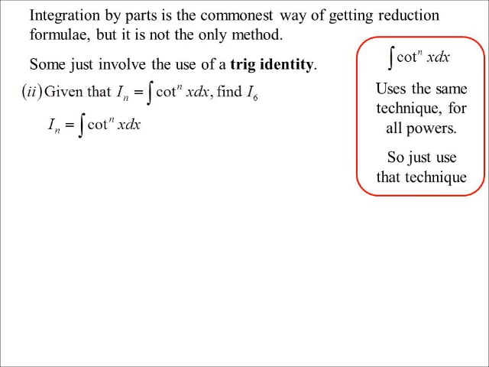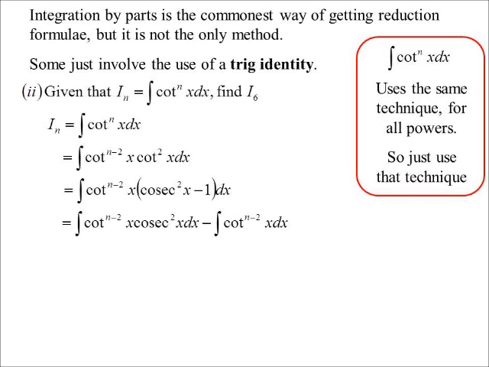Cot to the power of n, well, if you remember what we did for tan to the power of n, we factorised that, we took the squared out. I can change cot squared to cosec squared minus 1. I end up with cot to the n minus 2 cosec squared. I can do that using a simple substitution. And then the second one, well, it's my integral, but I've reduced the power by 2.